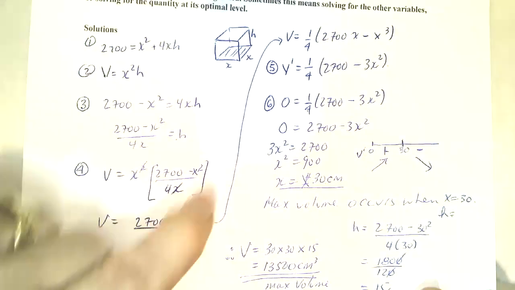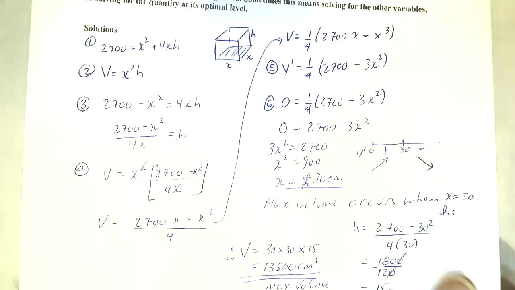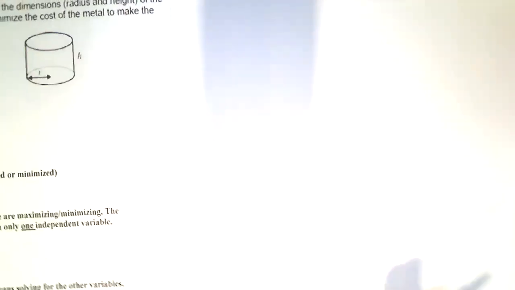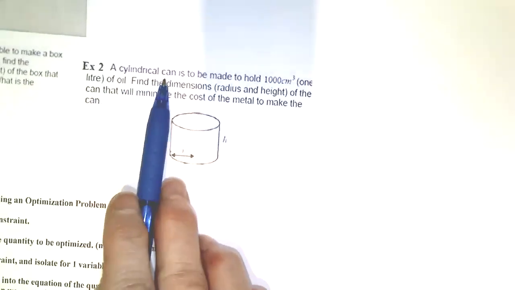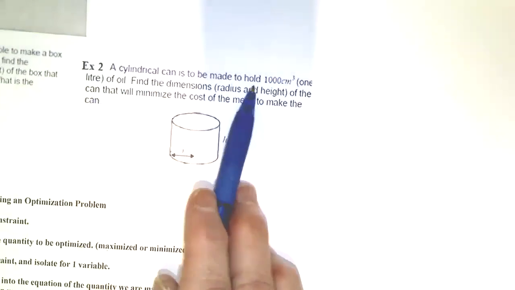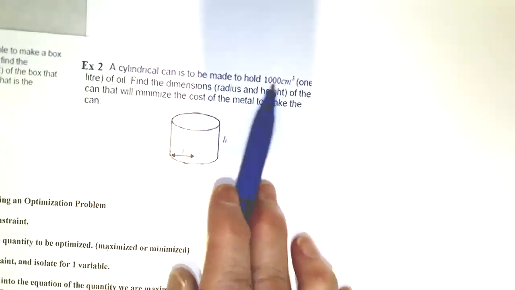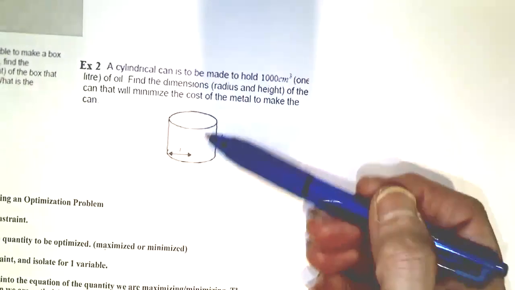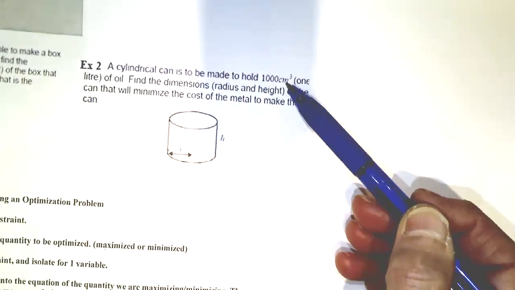So now I'm going to do these steps again with this other question to show you that these steps work every time. You've got to follow them. All right? So we're going to do one more example. In this example, we have a cylindrical can, and it has to hold 1,000 cubic centimeters, which is a liter. That's my constraint. The volume of this has to be 1,000.